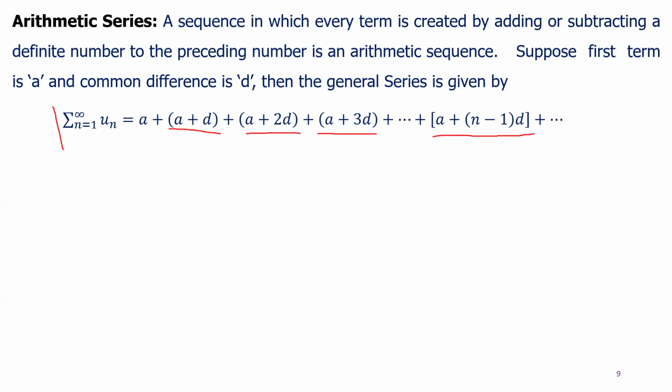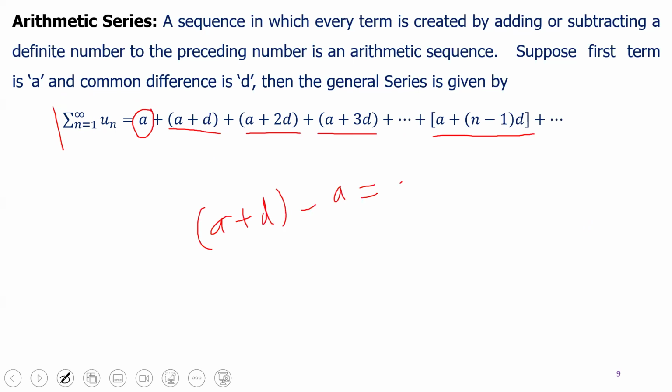This is called an arithmetic series, where a is the first term, and the common difference can be obtained by (a plus d) minus a, which is equal to d, and (a plus 2d) minus (a plus d), which is equal to d. So the common difference is always the same if we subtract the first term from the second, the second from the third, the third from the fourth, and so on.